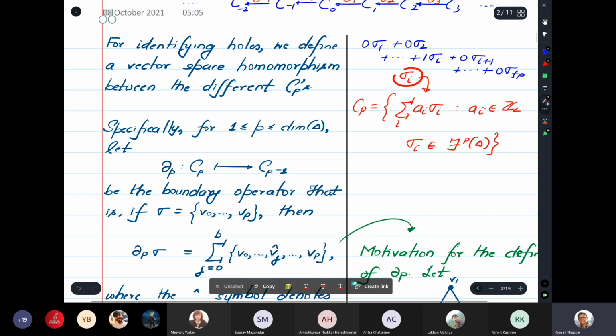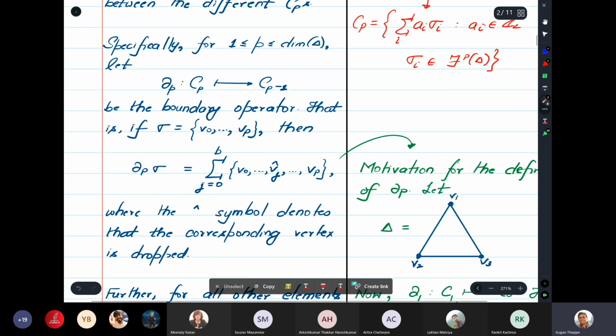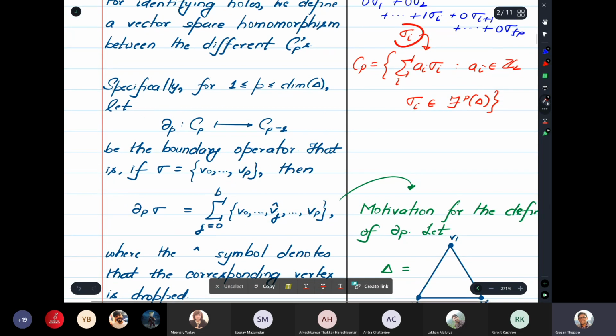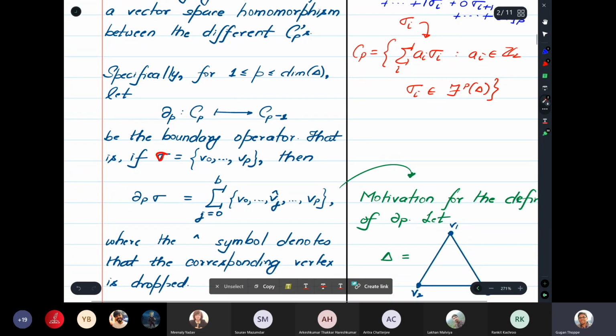So when I say sigma_i is one of the p chains, you have to interpret sigma_i in this fashion, right? You can see that there is a 1 in front of sigma_i, but for all other sigmas, the coefficient in front of it is 0. So this is indeed one of the p chains, or one of the elements in Cp, right? Now, in order to define this del p, I'm first going to define del p for this special p chain sigma_i, right? So let's try to define it. Let sigma be one of the p faces in delta, right?